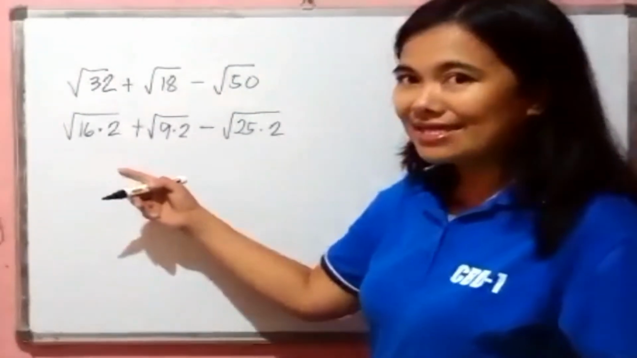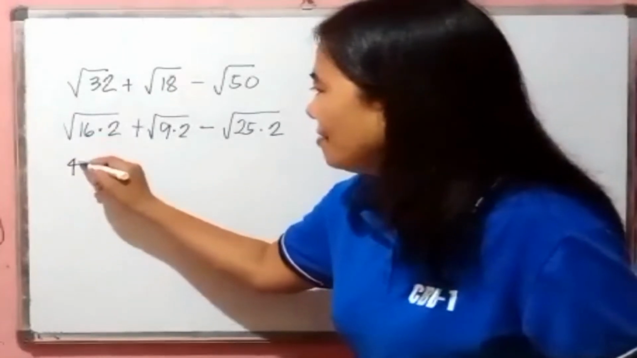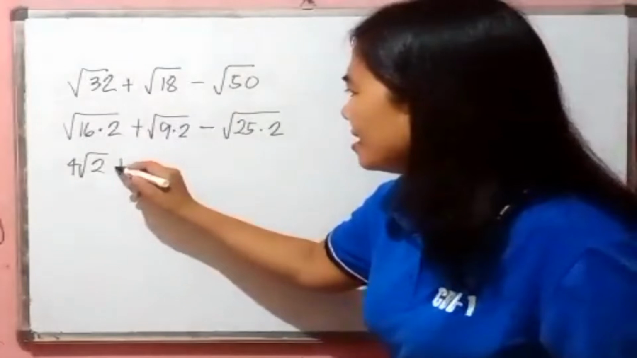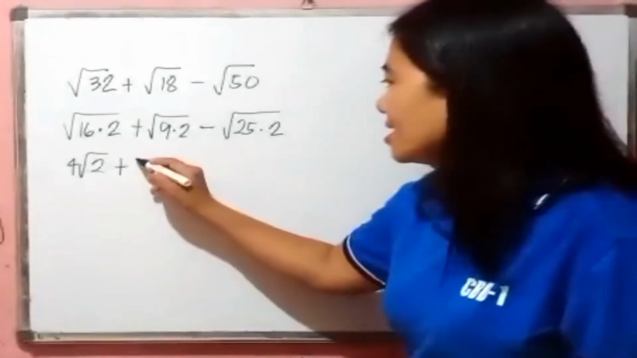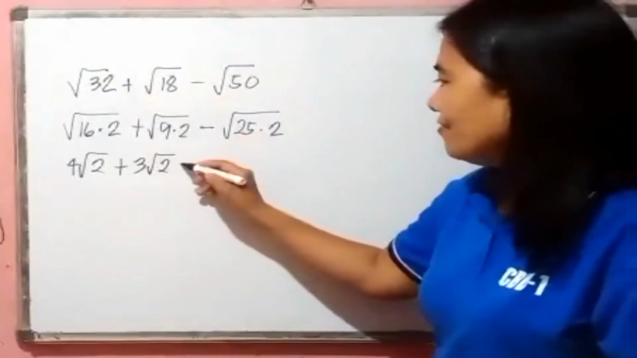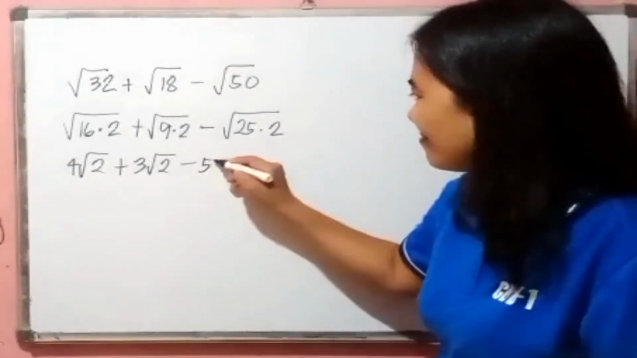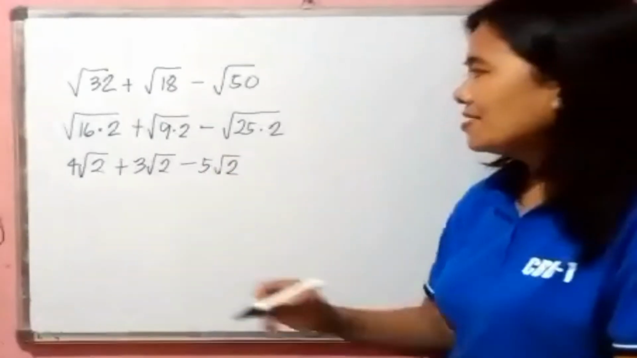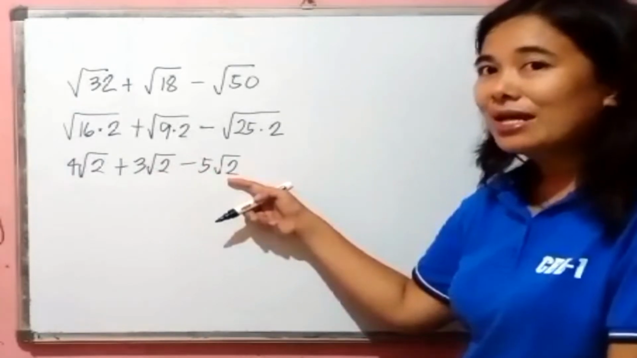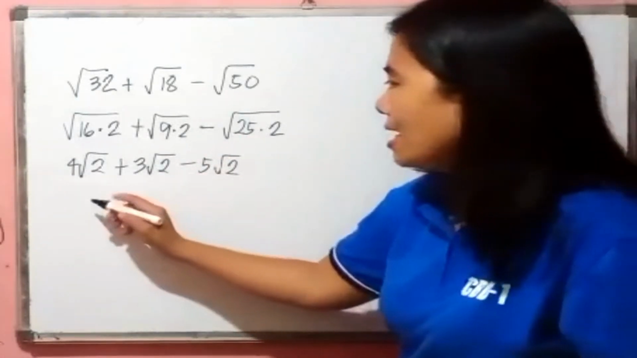Now, let's get the square root of 16 is 4. Yan. Ganun din sa 9. The square root of 9 is 3. Yan. And the square root of 25 is 5. Okay? So, meron na tayong square root of 2, square root of 2, square root of 2. So, labas na lang natin, i-group na lang natin yung mga coefficients.